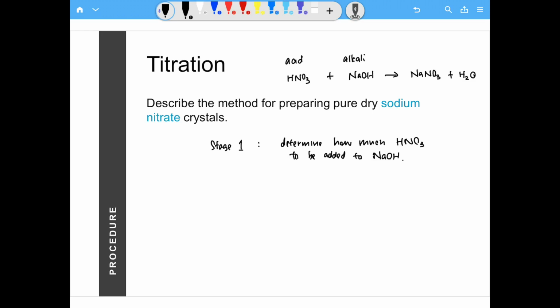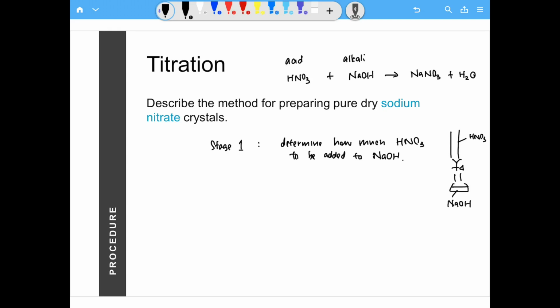So how do we determine the exact amount of nitric acid to be added to sodium hydroxide? It is to carry out a titration. At this point, you would have tried a titration before. In a titration, we have a burette and a conical flask. The burette in this case would contain your nitric acid, and your conical flask would contain your sodium hydroxide. We will start to add nitric acid into the sodium hydroxide in the conical flask.